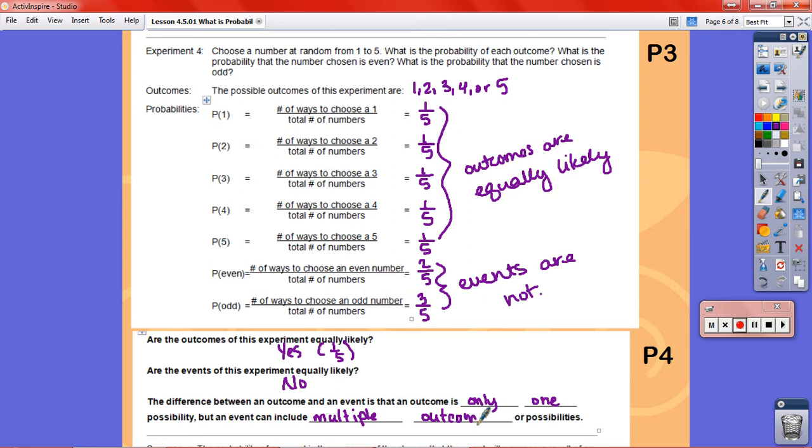And it still says could include, not that it has to include. So, like I said, an outcome is an event, but an event is bigger than just an outcome.